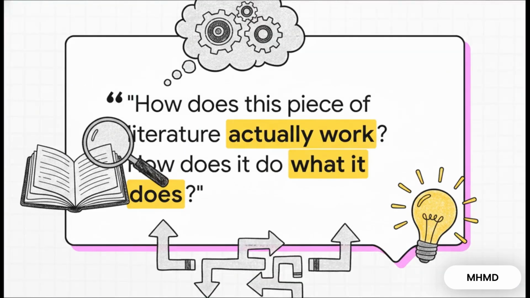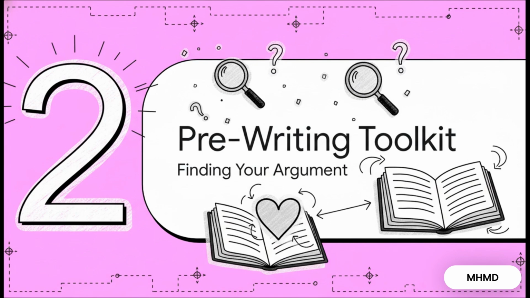This right here, this should be your new mantra. Seriously, every time you read a passage, don't just ask what's happening. I want you to ask, how is the author making this happen? You're looking for the choices, the techniques, the hidden machinery that makes the whole story tick. Now, before you even think about writing that first sentence, the real work starts. This is the discovery phase. This is where you gather your clues and find the heart of your argument.